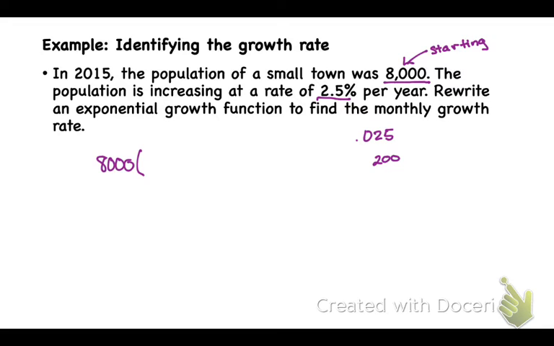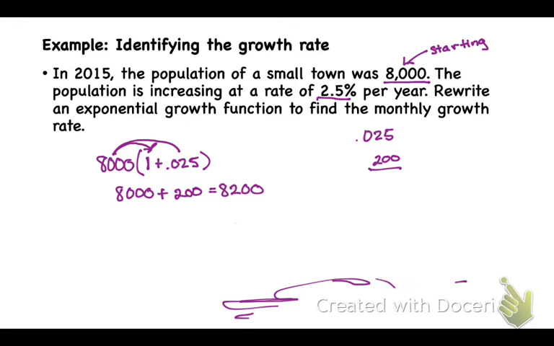So we're going to be big people and we're going to do this. We're going to take 1 plus 0.025. Well, what percentage is 1? 100%. So if I distributed this, 8,000 times 1 would be 8,000. And 8,000 times 0.025 is what? 200. So it'd be 8,000 plus 200, which would be 8,200. Correct?